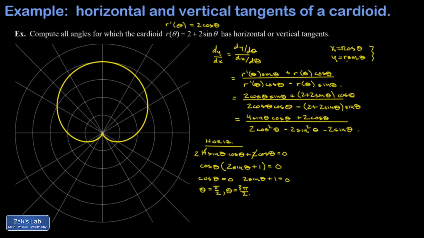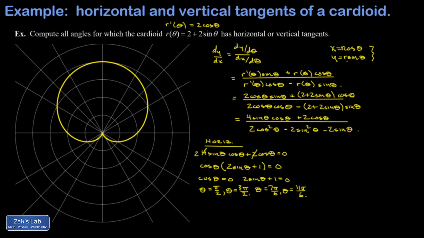What about 2 sine theta plus 1 equals 0? Well, that's the same as saying the sine of theta is negative 1/2. And this occurs at theta equals 7 pi over 6, and theta equals 11 pi over 6. Again, we're assuming we plotted this thing on the interval 0 to 2 pi.